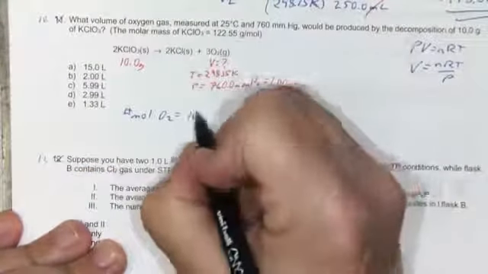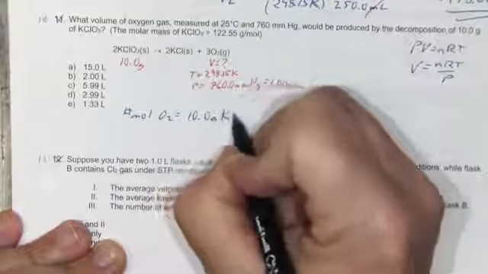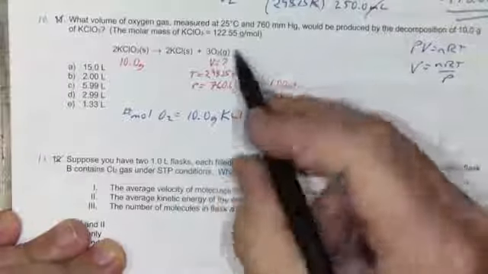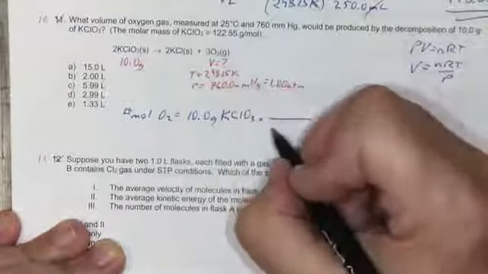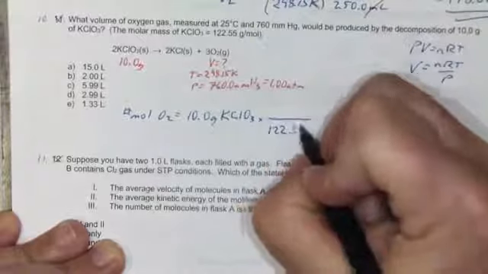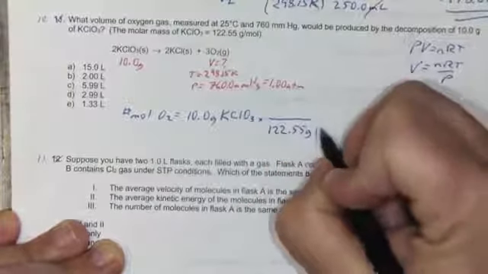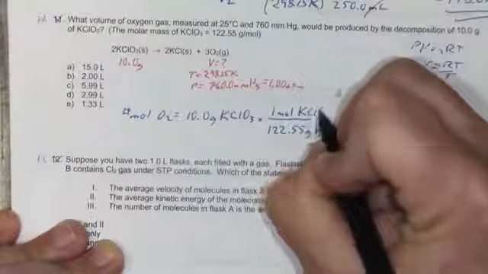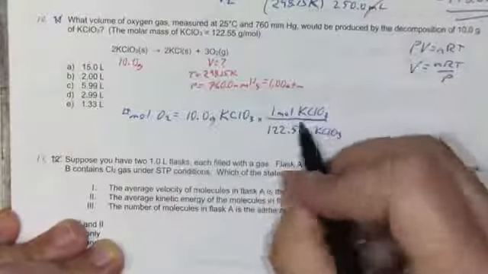I'm going to start with 10 grams potassium chlorate, KClO3. And I'm going to go from grams to moles using the molar mass. And the molar mass is given. There are 122.55 grams of KClO3 per every 1 mole of KClO3. So I convert it from grams to moles.